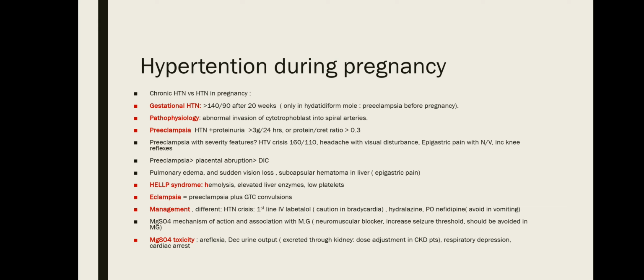What are the signs of magnesium toxicity? Signs like areflexia, decreased urine output, respiratory depression, and cardiac arrest. These are all the signs of magnesium toxicity. And for magnesium toxicity, we give calcium gluconate. This is the antidote for magnesium sulfate.